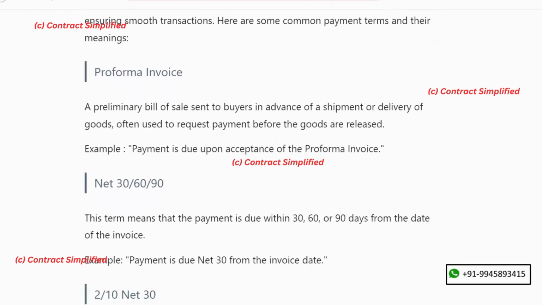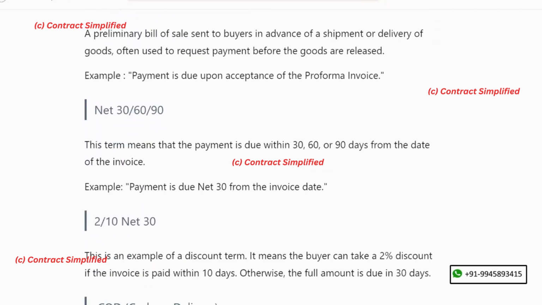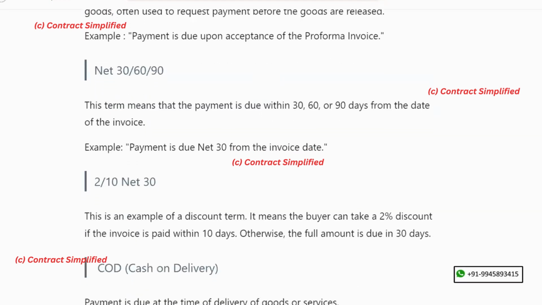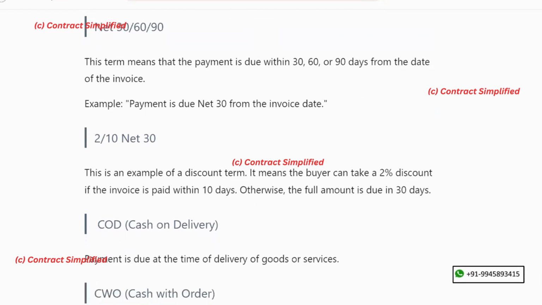Let's start with Proforma Invoice. A preliminary bill of sale sent to buyers in advance of shipment or delivery of goods, often used to request payments before goods are released. Example, payment is due upon acceptance of the Proforma Invoice. Net 30, 60, or 90 days. This term means that the payment is due within 30, 60, or 90 days from the date of invoice. Example, payment is due net 30 from the invoice date.